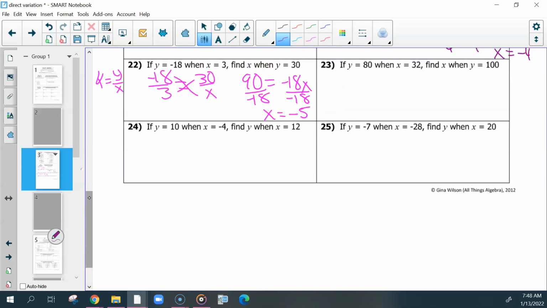So for this one, these are the two numbers we're given. So we need to do negative 7 over negative 28 to find k. We could simplify that, divide both by negative 7 to get positive 1/4. Our equation would then be y equals 1/4 x.